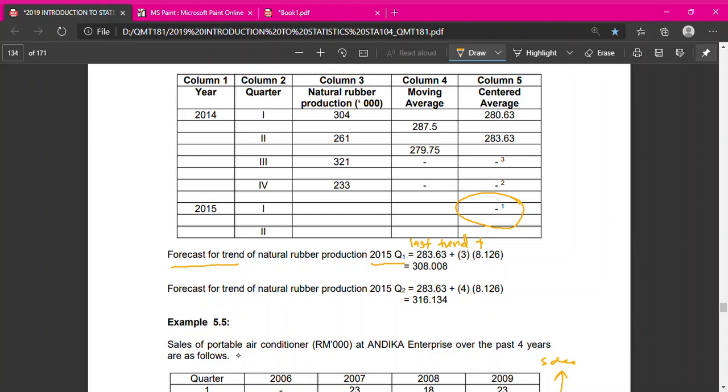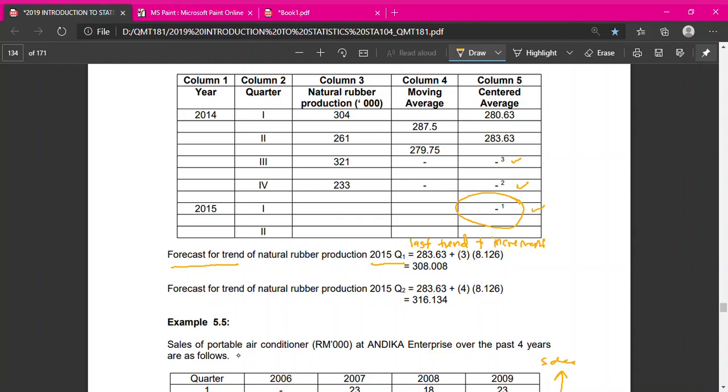Plus the increment. This 3 is the increment. How do we get this increment of 3? Count from the last trend just now: 1, 2, 3. So the increment will be 3.